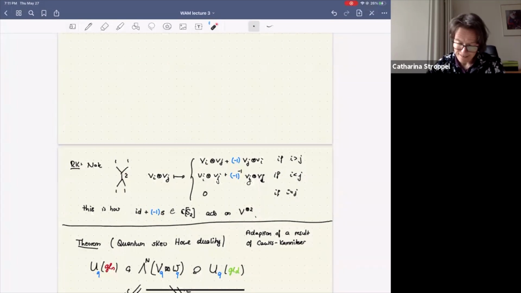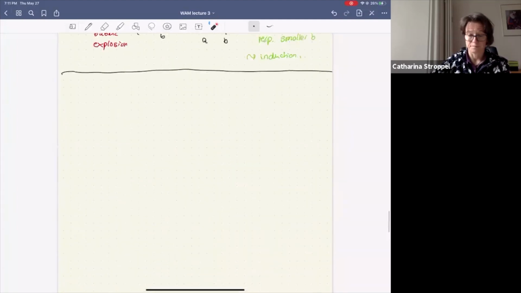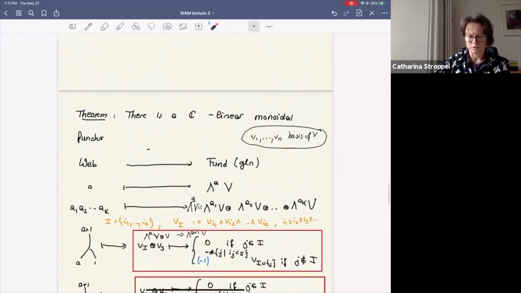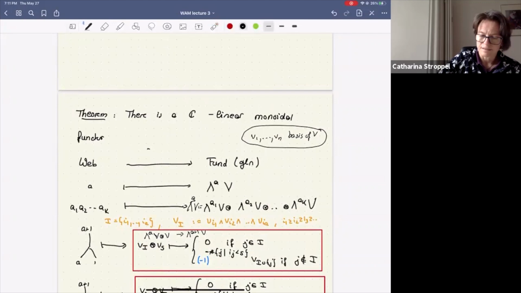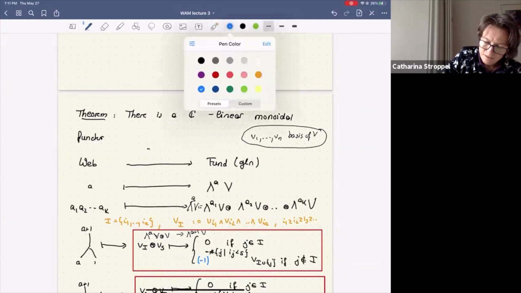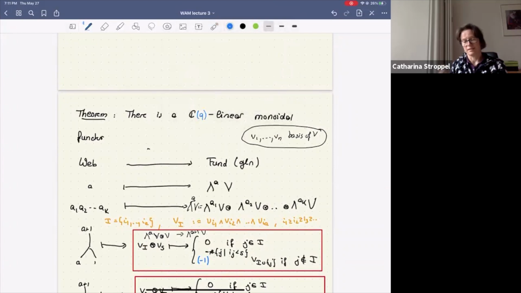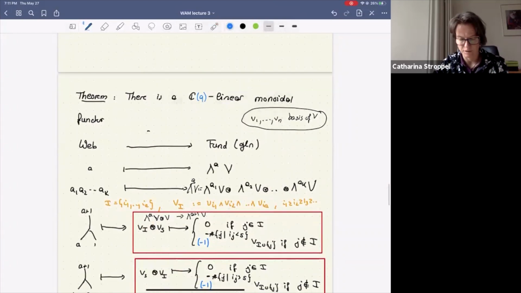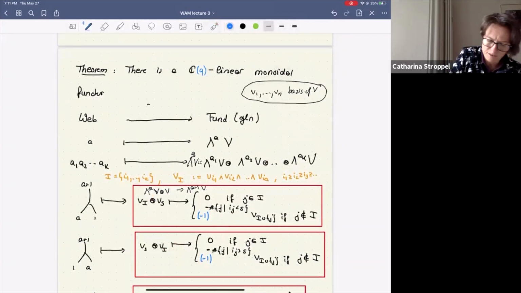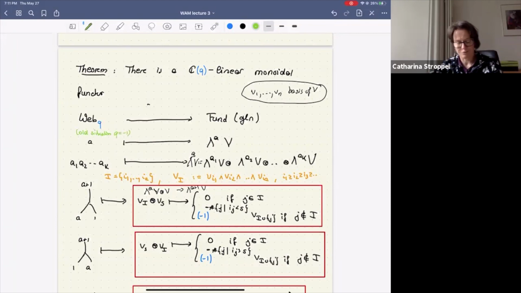Okay, so now I had these -1s always in blue, and now I want to go back to my theorem. For those of you who know what quantum groups are, I want to sneak in a Q here. So this is my generic Q, or this complex number Q. So there's a C(Q)-linear monoidal functor from this web Q. And so the old situation is Q equals -1. So don't be confused about the -1 instead of the 1, in case you know the theory. I will explain it in a second.